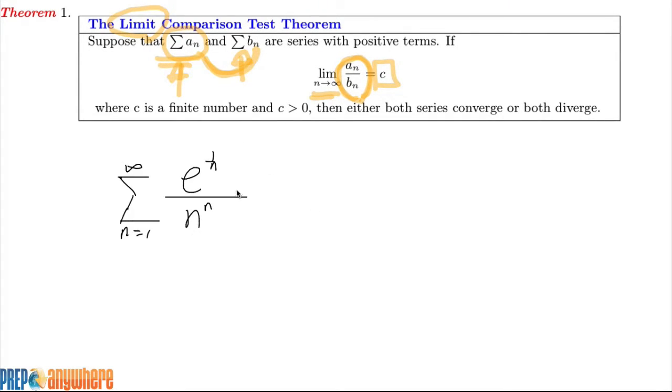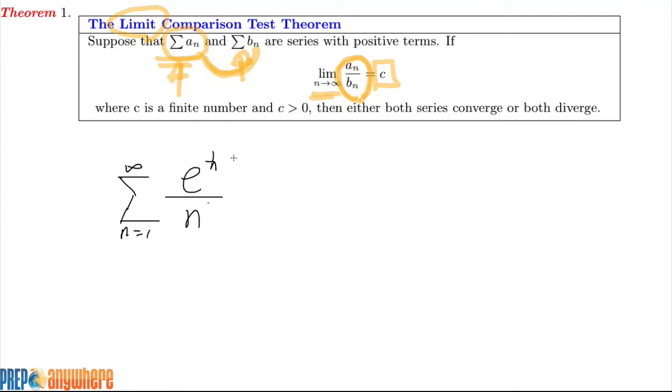Here's an example where we would have a very hard time comparing this with another function that we know will converge or diverge. Sorry, it's just n here, not n to the power of n. So what should we compare this with? What part looks easy? What part makes it look confusing? e to the power 1 over n, right?